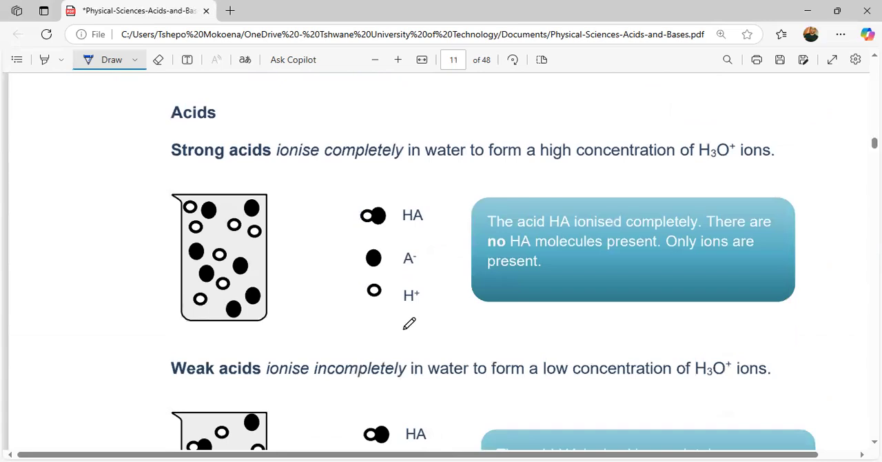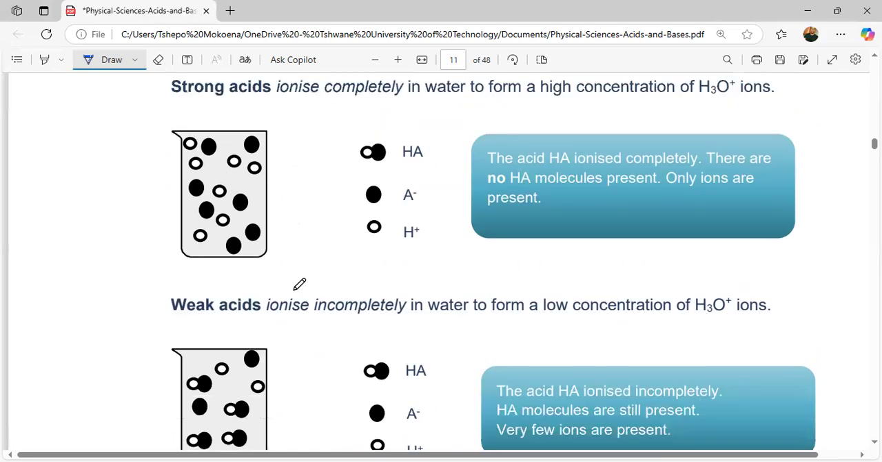So, like I said from the guidelines, there are many different types of acids and many different types of bases. Some are strong, some are weak. And we have just discussed how strong acids react. We said that strong acids, during the reaction, will ionize completely, and then we're going to have a high concentration of H3O+ ions.